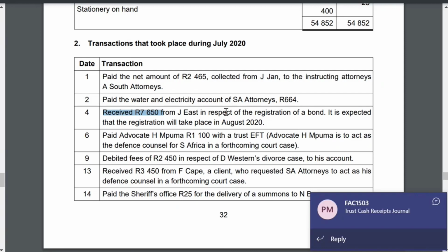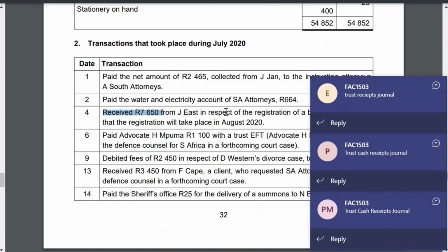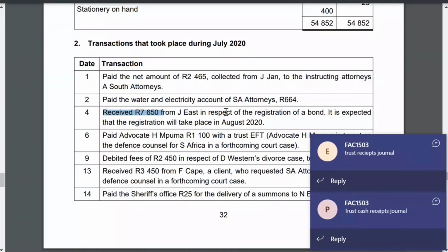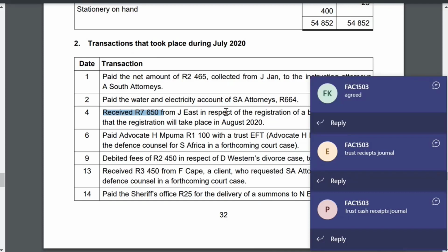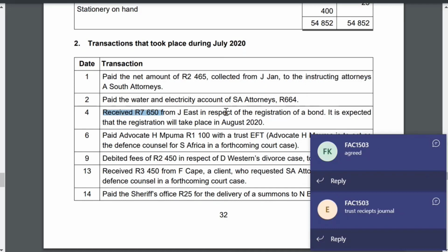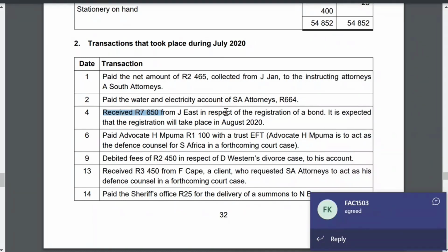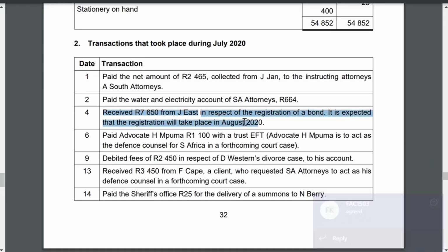Trust, Palisa is saying trust cash receipts journal. So transaction number 4, money is received, but work is not yet done by SA attorneys. Bali, trust cash receipts journal. Elisha, trust receipts journal. And Faith is agreeing with trust cash receipts journal. Well done, guys. This is trust cash receipts journal.